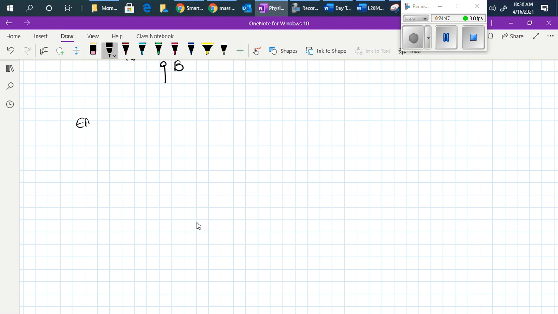Okay, so now we will just do some more examples. Now what we have is an alpha particle and a proton entering with the same speed, and then we will see what the radius of the alpha is and what the radius of the proton is.